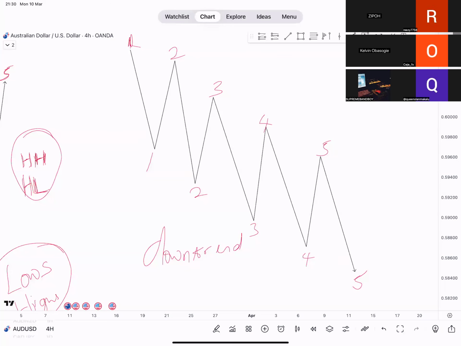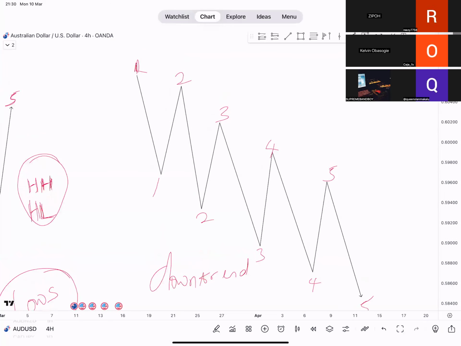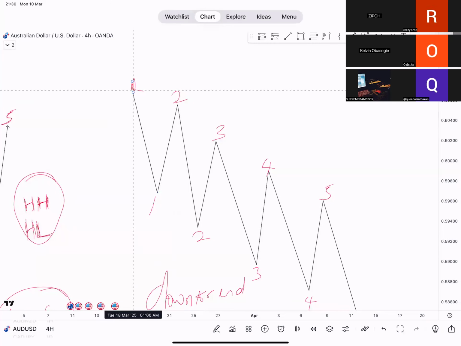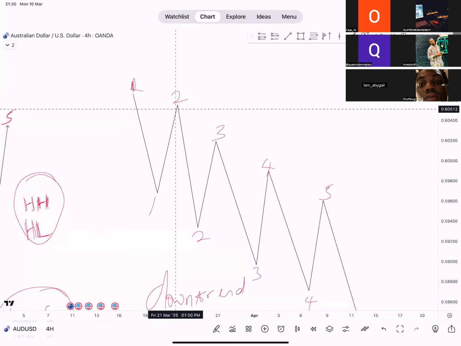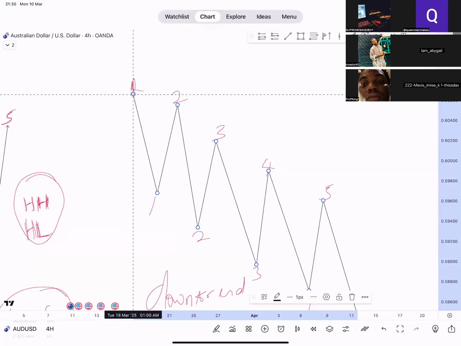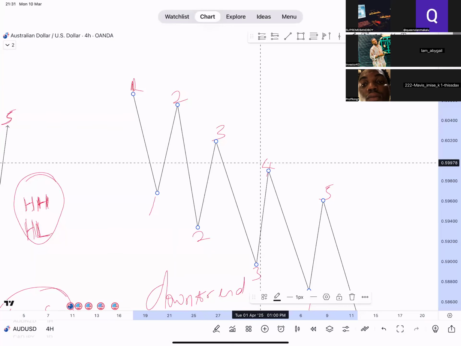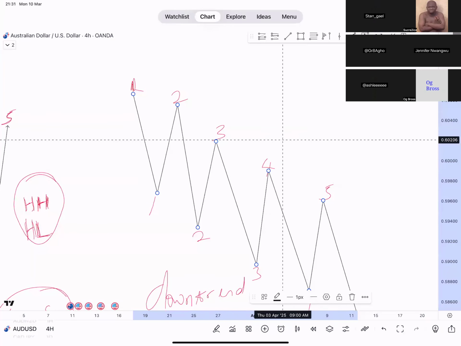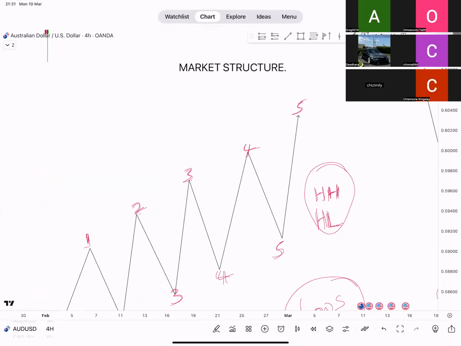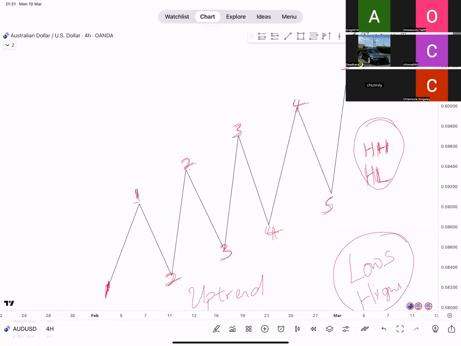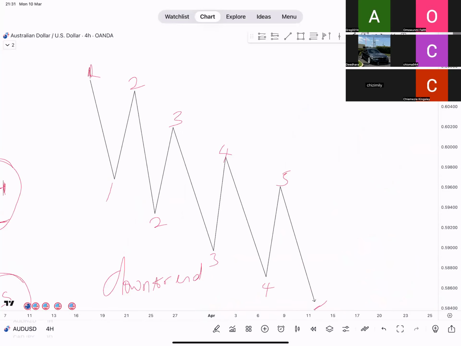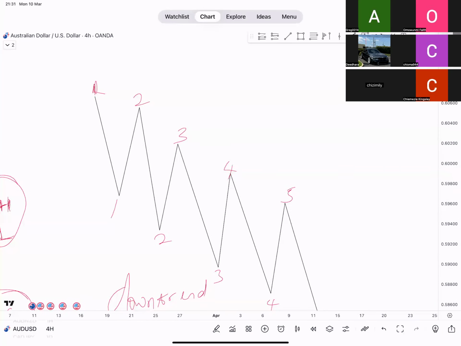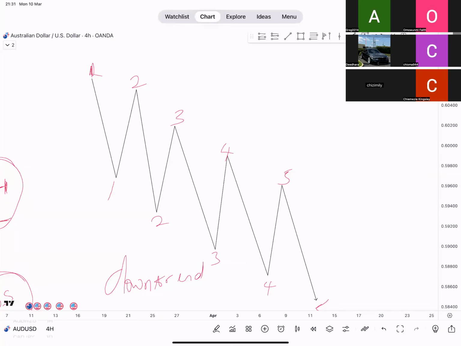You can see that again. I'm coming back again. This is what I enumerated as 1, 2, 3, 4, 5. Meanwhile, 2 is lower than 1, 3 lower than 2, 4 lower than 3, 5 lower than 4. Remember, in an uptrend, 2 is higher than 1, 3 higher than 2, 4 higher than 3, 5 higher than 4. Well, in a downtrend, 2 is lower, 3 is lower, 4 is lower, 5 is lower, right? Which means that the highs are called what? They are called lower highs.